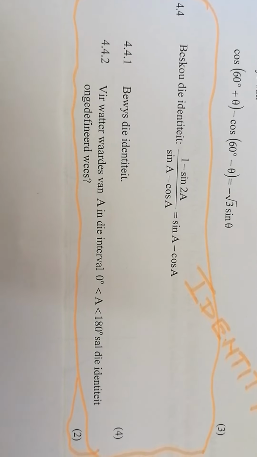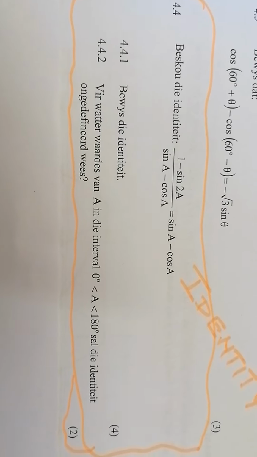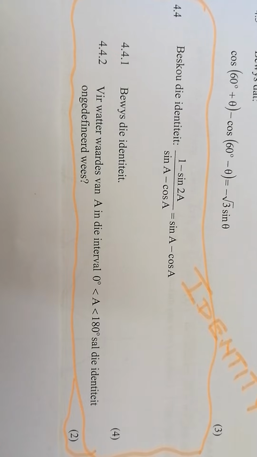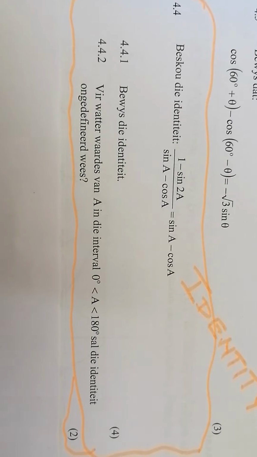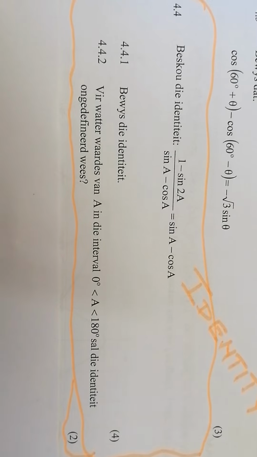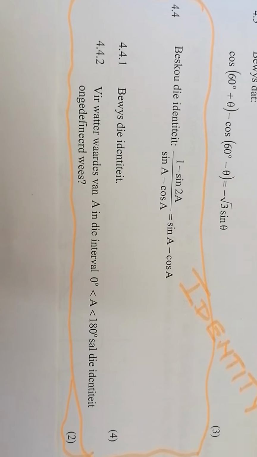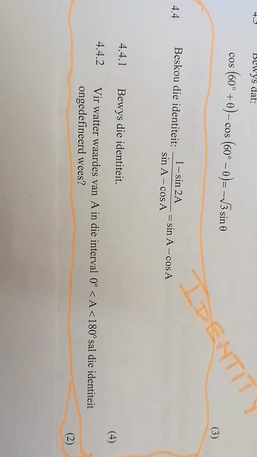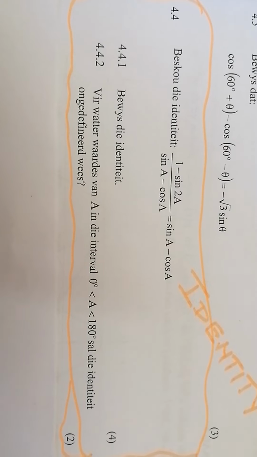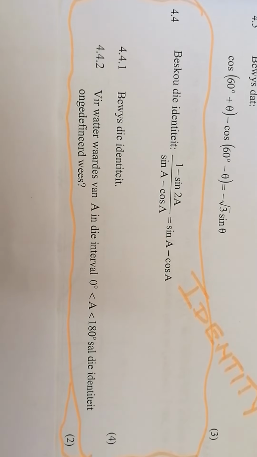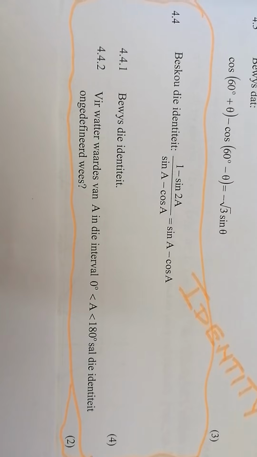For 4.4.1, the first thing is to know and accept that that identity is true for some values of the angle, which is a in this case. Why? Because we have a fraction. It means that for the values that will make the denominator 0, this identity won't be true, but for all those values that will not make the denominator 0, the identity is true.